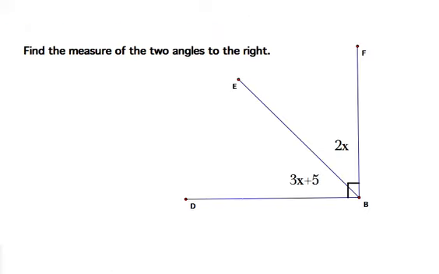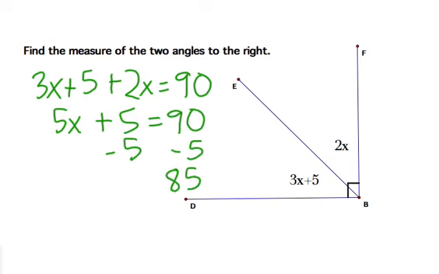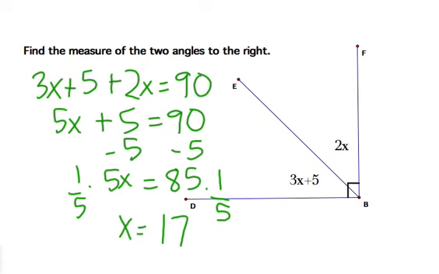All right, last one. Pause this, try it on your own, and then hit play to check your work. All right, so these both have to add up to 90. So we got this plus this equals 90. So 3x plus 2x is 5x. We still have the other 5. Those aren't like terms, so I can't combine them. The opposite of 5 is negative 5, so I get 85 over there equals 5x. And then the reciprocal of 5, I got 17. So x equals 17.